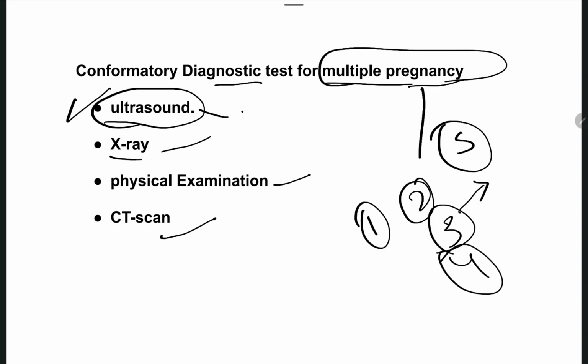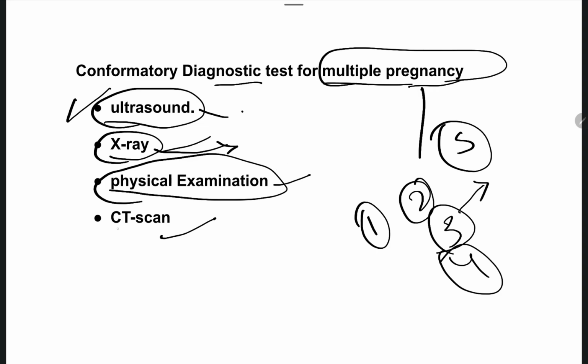X-ray is contraindicated in pregnancy. By physical examination we cannot identify how many babies are present in the womb. CT scan is not that much required. The better one is ultrasound.